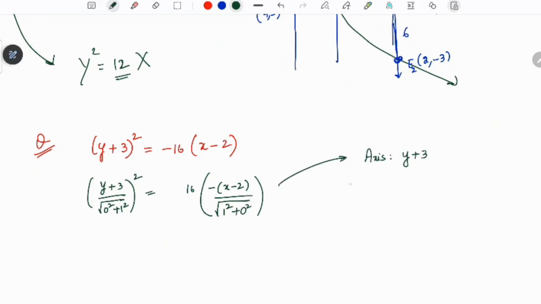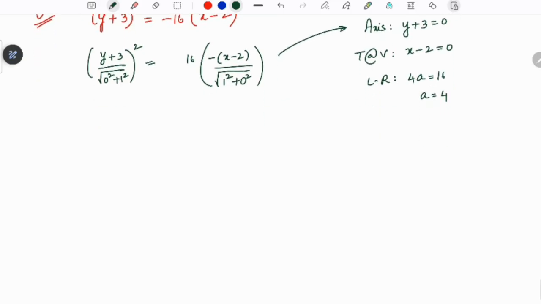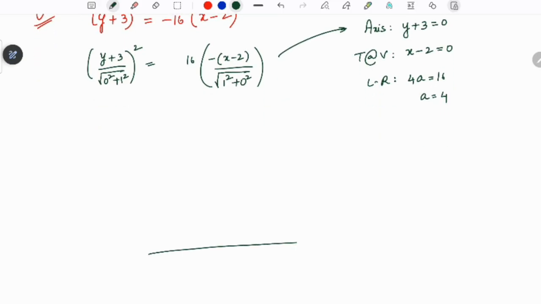What is the tangent at vertex? Minus of x minus 2 equal to 0. That means x minus 2 is equal to 0. Okay, what is latus rectum? 16. I call it 4a. So what is a? That is 4. Okay, we have this data in our mind. Is the axis a vertical line or a horizontal line? Axis: y is equal to constant. y equal to -3. It's a horizontal line.